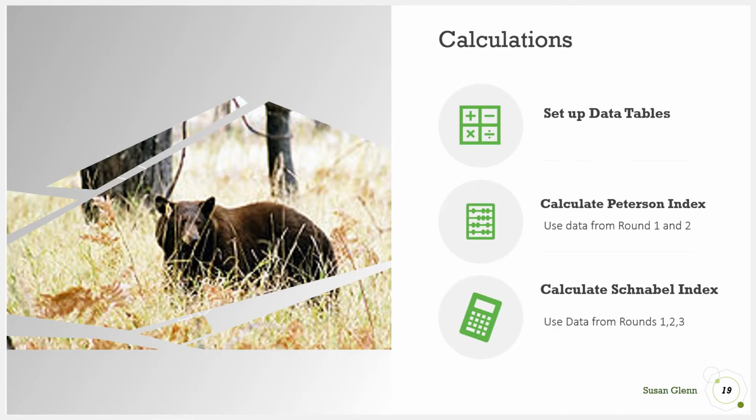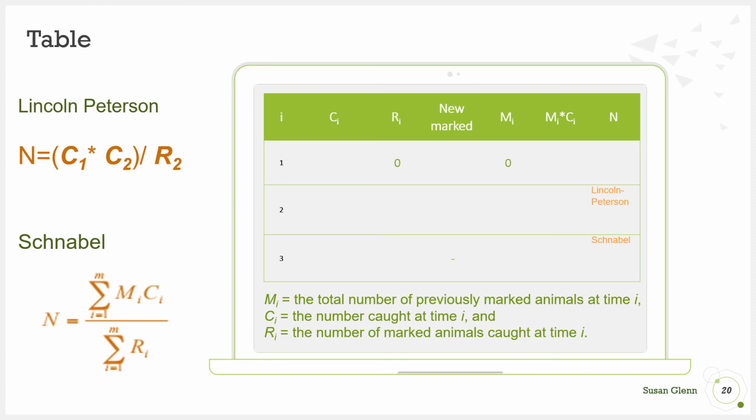Then you need to do the calculations. We'll do that the next week. When you're doing your calculations, you're going to set up the data tables. You're going to calculate the Peterson index using the data from the first and second round. And then you're going to use all 3 rounds of data in order to calculate the Schnabel index. I've got the equations here for the 2 indices, using exactly the same symbols for the different variables.